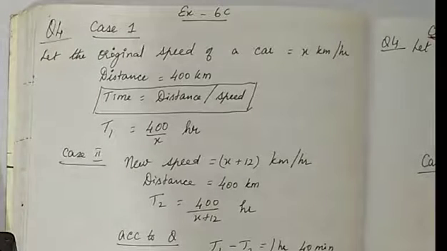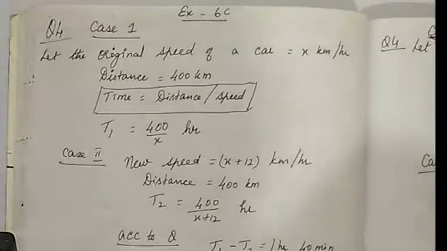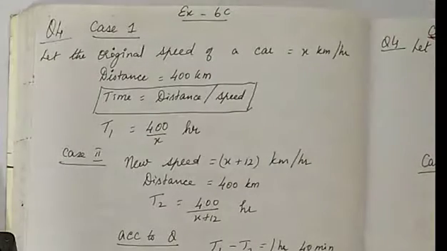Question number 4 of exercise 6C. A car covers a distance of 400 km at a certain speed. Had the speed been 12 km per hour more, the time taken for the journey would have been 1 hour 40 minutes less. Find the original speed of the car.